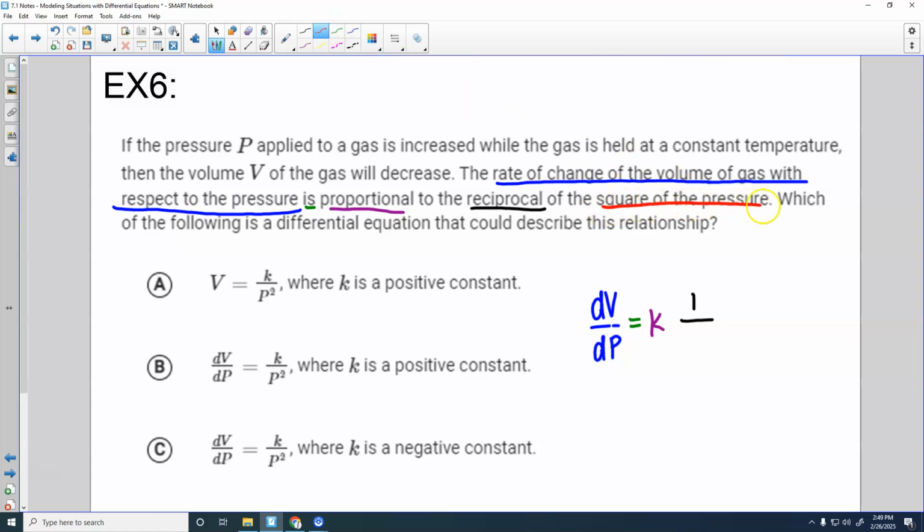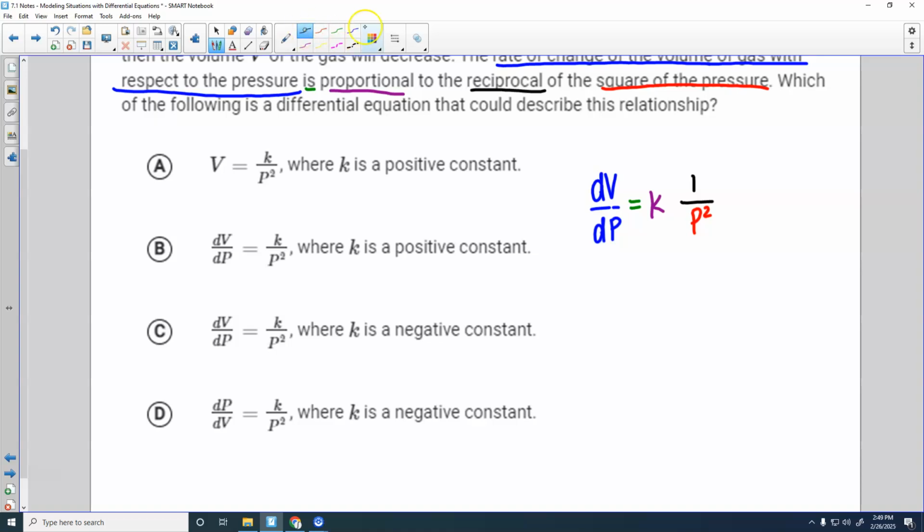And then the square of the pressure is P squared for that. And then, of course, that K would be like K over 1. So we could write this as dV/dP equals K over P squared. And that one is yes, C. I was having a hard time seeing the difference between C and D, but we have dP over dV right here, which is not correct. Correct.